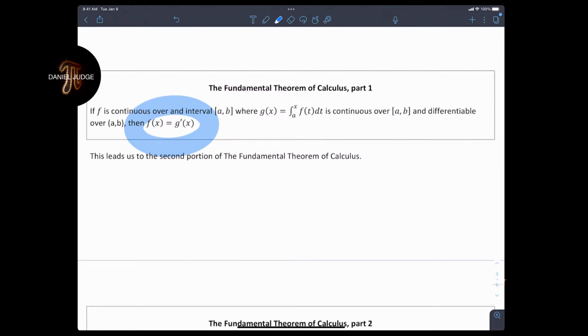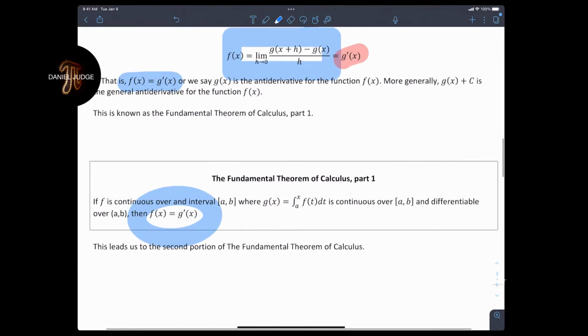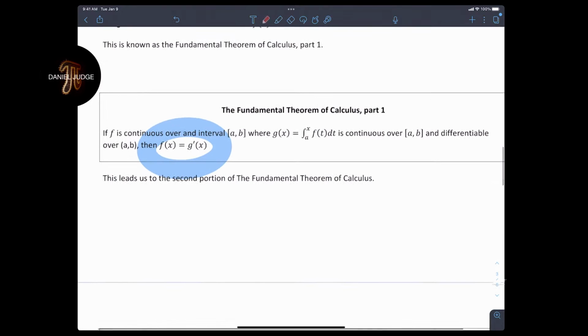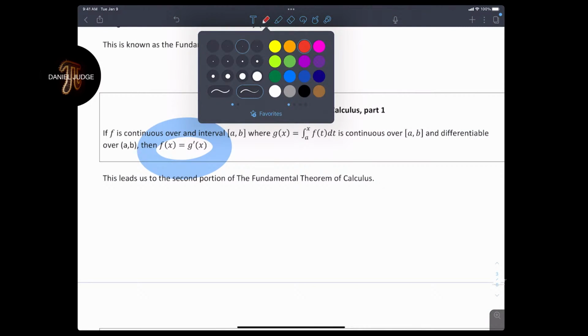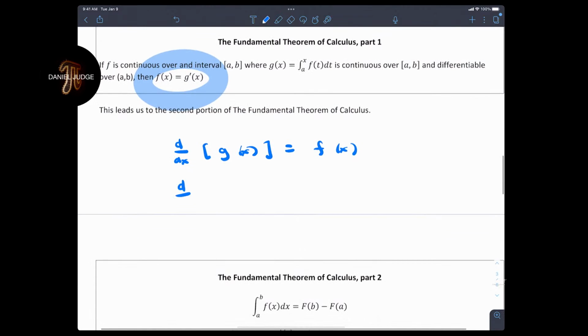Or we really specifically showed this statement here, that g is the antiderivative of f, because if you recall here the definition of antiderivative, this is what we're saying. Moreover, we have the general version of this, which is g of x plus c, whose derivative is f of x. That's the Fundamental Theorem of Calculus part 1.